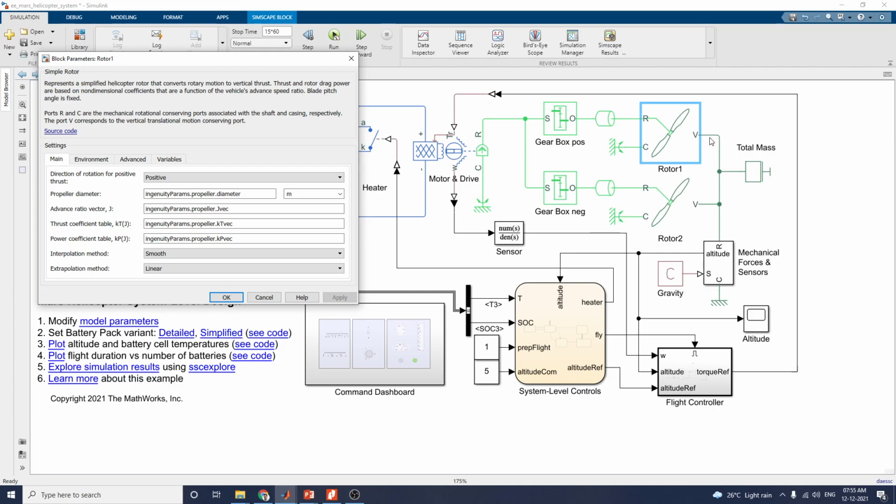The blade pitch angle is fixed here in this simple rotor block. The ports R and C are mechanical rotational conserving ports associated with the shaft and casing respectively. The port V corresponds to the vertical translation motion conserving port. Here you can choose the direction of rotation, either positive or negative. For positive thrust you choose positive, for negative you choose negative.